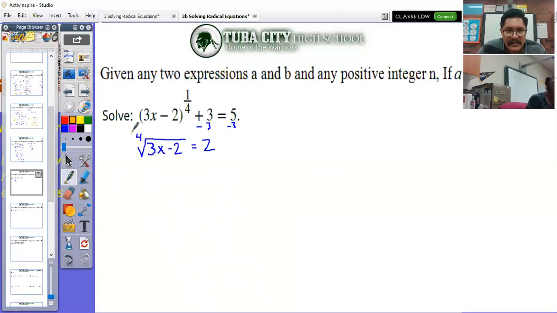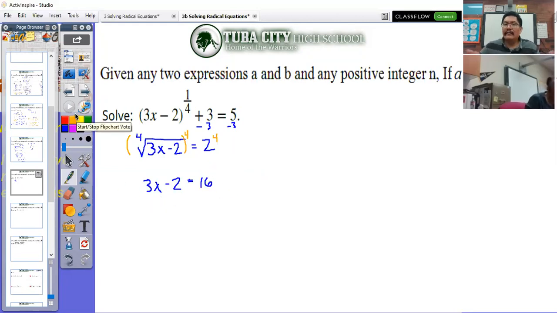So I am going to get rid of this fourth root. We do that by raising both sides to the 4 power. And again, power undoes index. And it has to be the same number too. So if it's the 4th index, then you have to make it to the 4th power. And now we have 2 to the 4th power, which we can do in our heads. 2 times 2 is 4. 4 times 2 is 8, and 8 times 2 is 16. So I have 16 here.